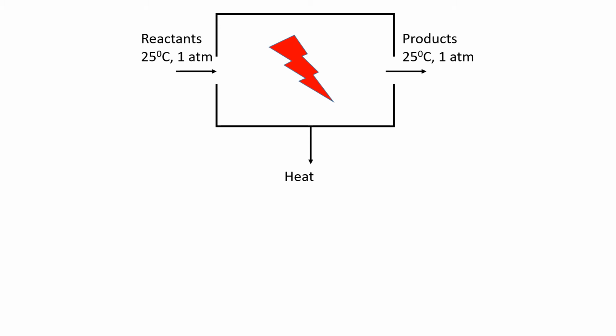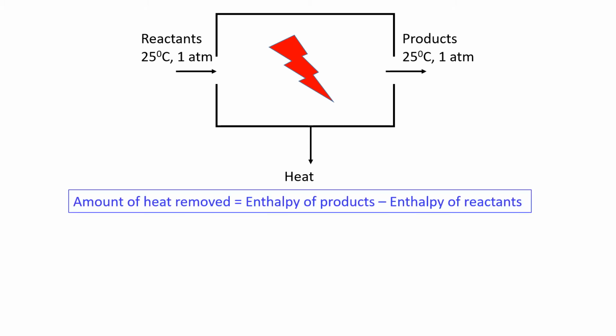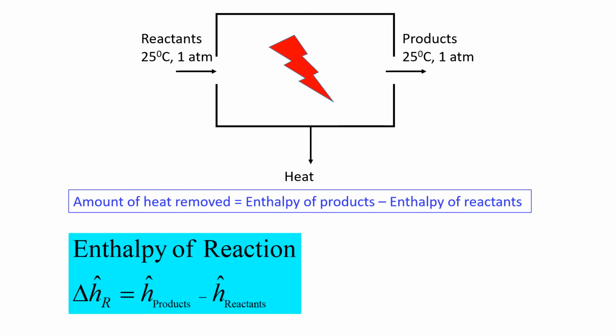After the reaction, if the products have to be at the same conditions as reactants, the heat must be removed from the reactor. The amount of heat removed is equal to the difference of absolute enthalpies between products and reactants. The enthalpy of reaction per mass of mixture is given by delta HR equals enthalpy of products minus enthalpy of reactants.